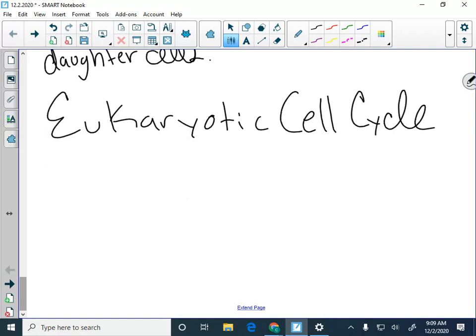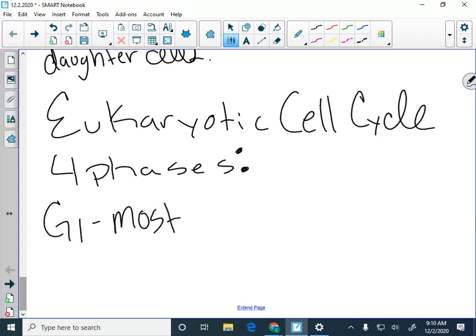Eukaryotic cell cycle. We know a lot more about this than we do about the prokaryotic cell cycle, so much so that we have it broken down into 4 phases. The first phase is called G1. Usually G and then a little sub 1, but G1 will do. In G1 phase, this is where most of the growing takes place.